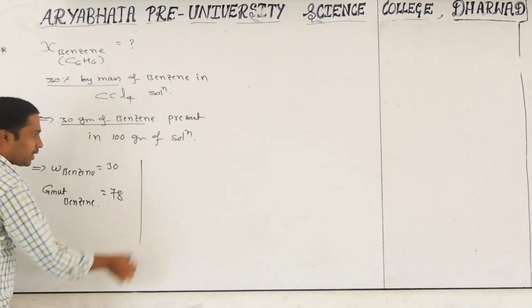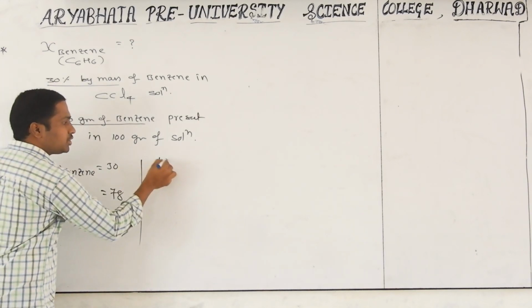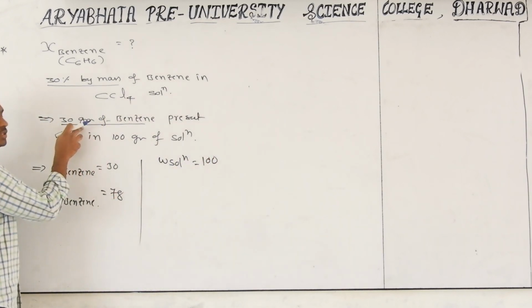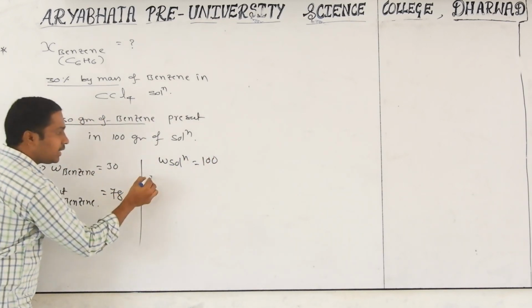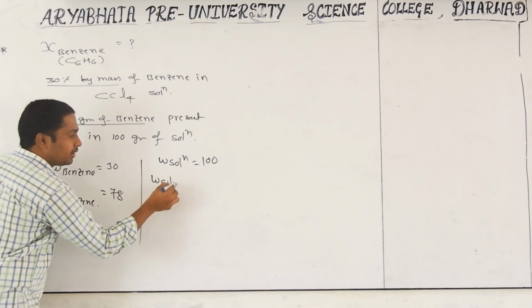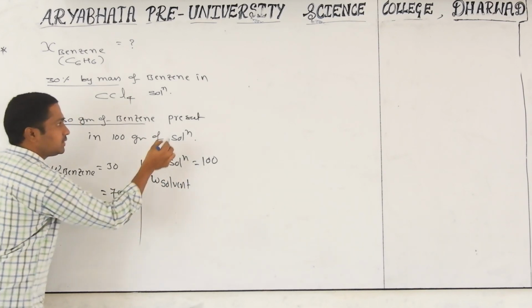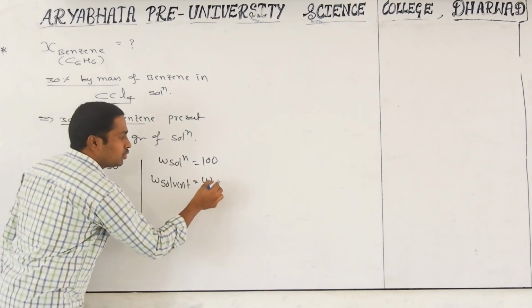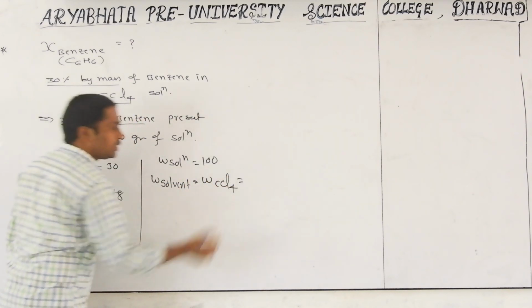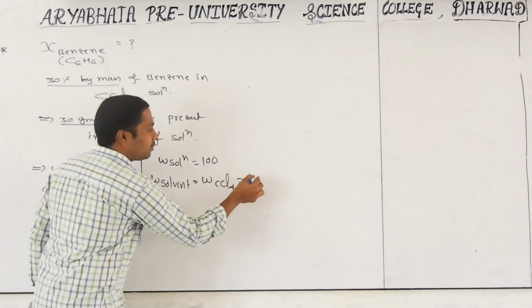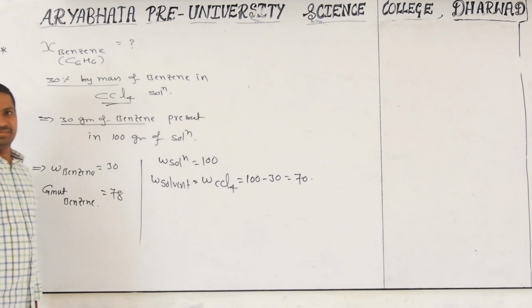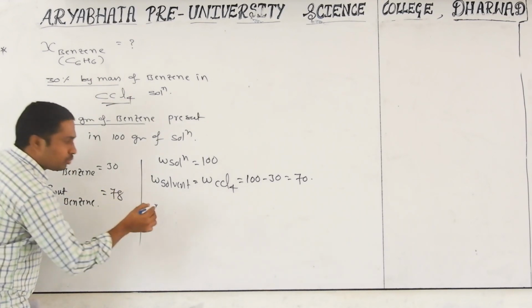78. Okay, next part. The total weight of solution is how much? 100. But the solute is how much? 30. Automatically, the weight of solvent. What is the solvent here? CCl4. Indirectly, the weight of solvent is the weight of carbon tetrachloride, 100 minus 30, nothing but 70.